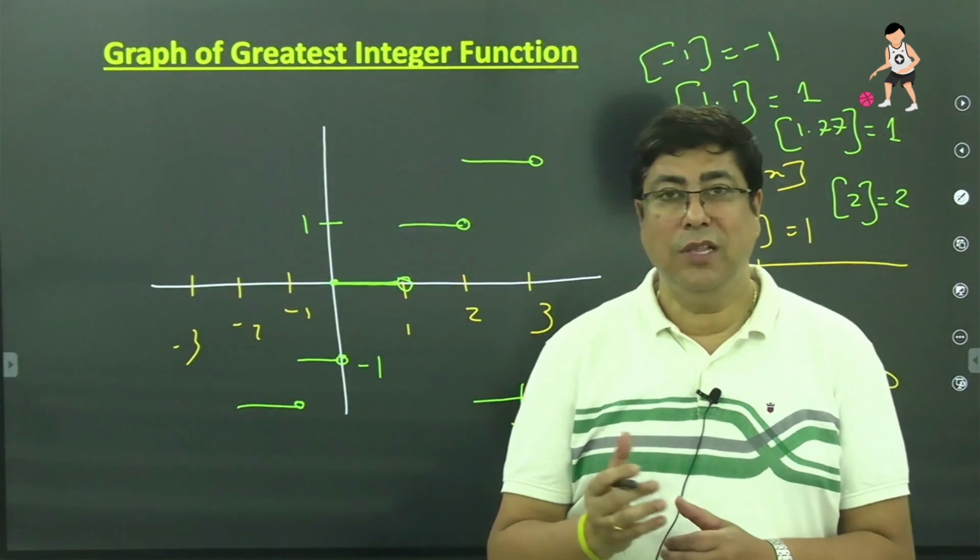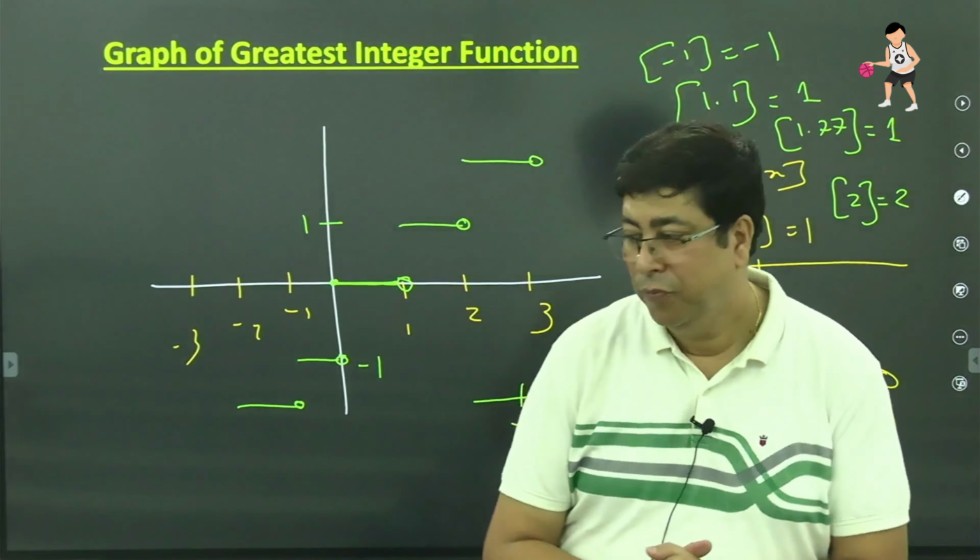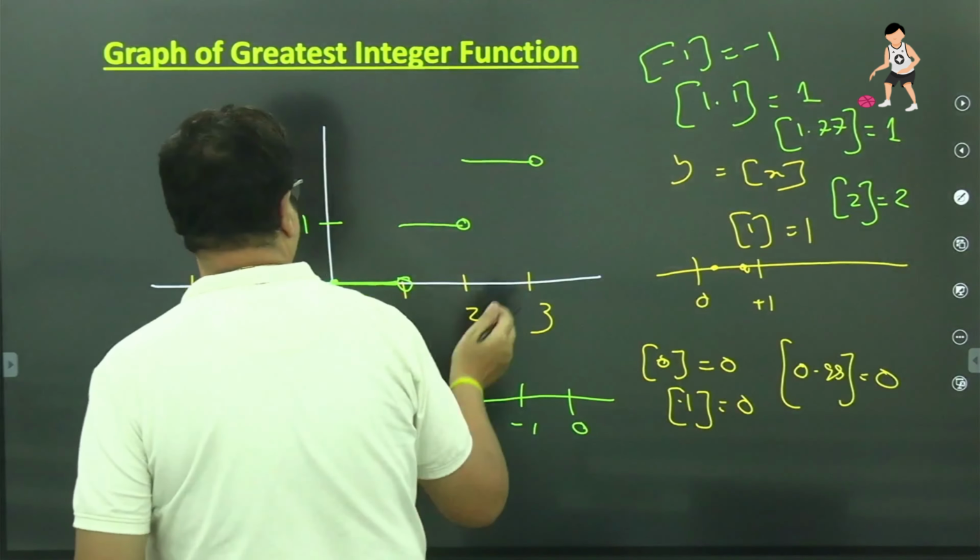Okay, we'll tell. What is the name of this graph? Step or stair? Okay, decide and tell me. So let's go to the next. This is a graph of the box function.